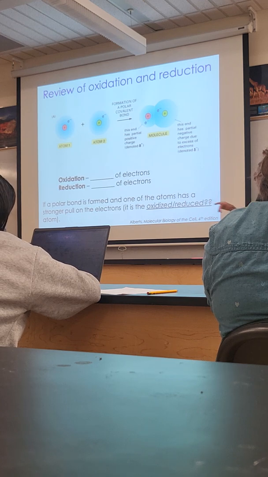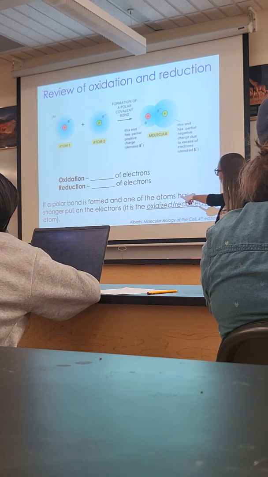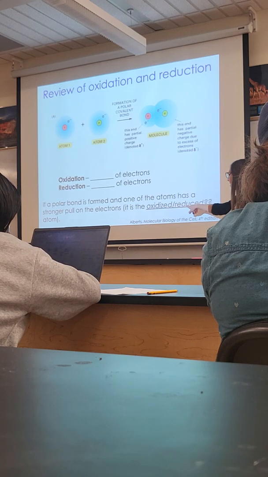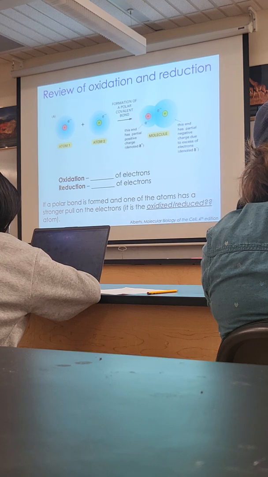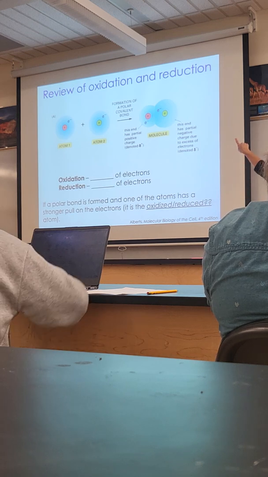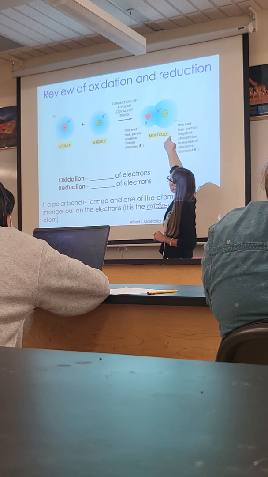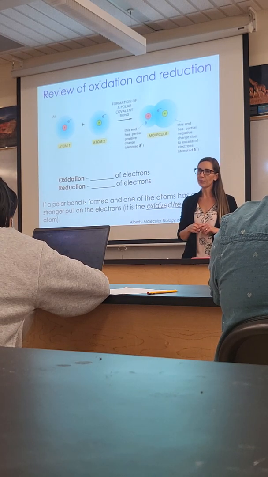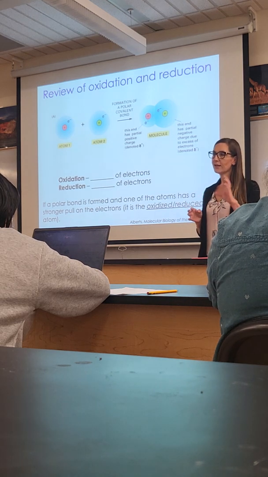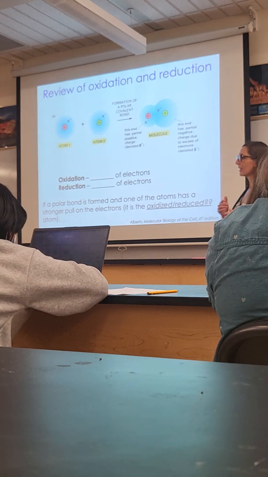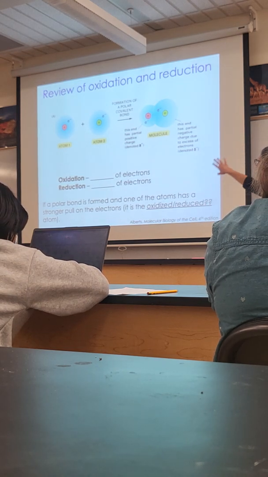So if a polar bond is formed and one of the atoms has a stronger pull on the electrons, would you say it is the oxidized or the reduced? If it has the electrons, it's the reduced. That atom would be the reduced atom. This one would be the oxidized atom. If you want an easy way to remember, a lot of you have learned OIL RIG. Oxidation is losing electrons and reduction is gaining electrons. That's an easy way to remember: where the electrons are is the reduced atom.